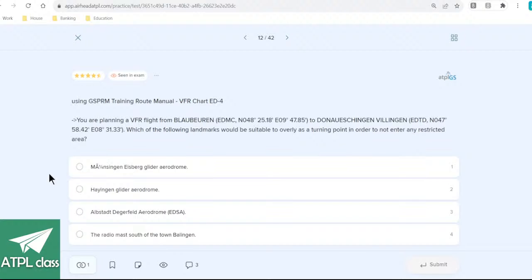So we've got something iceberg, glider aerodrome. Or we've got Hayingen. Yeah, that would probably be alright. Abelstadt aerodrome. Abelstadt's kind of off the route, so it might not work. The radio mast south of the town of Ballingen. Radio mast, Ballingen. Where are you, Ballingen? Wow, this is confusing. Abelstadt, yeah, maybe. Radio mast.